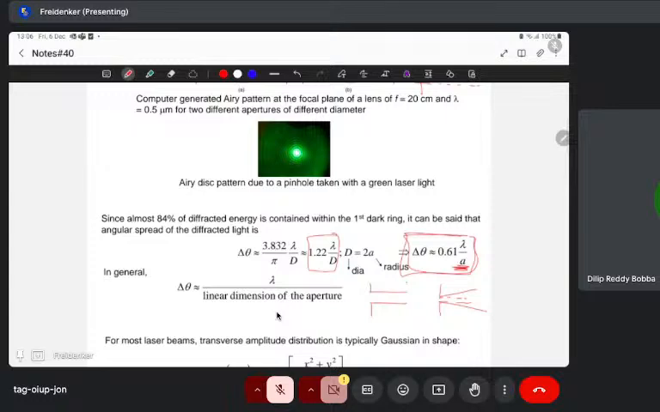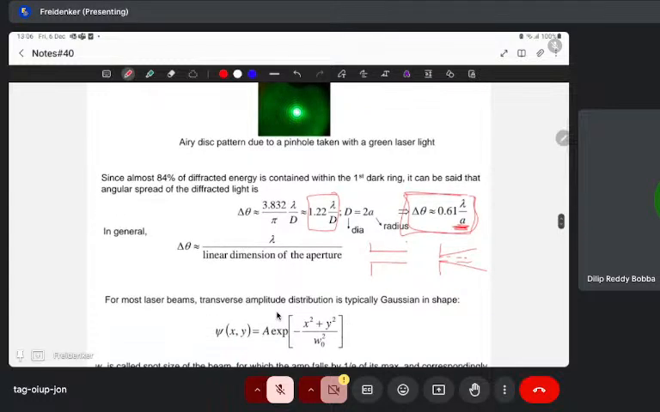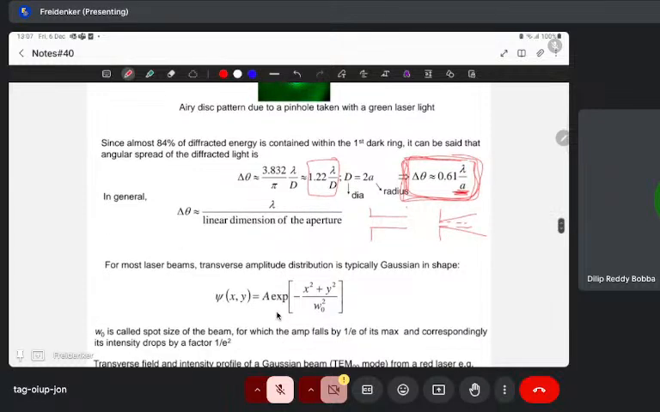So angular spread, fine. If they ask you what is the angular spread of something, given some aperture size, you can just apply this. This is the radius, not diameter. If you're using diameter, you have to use this.